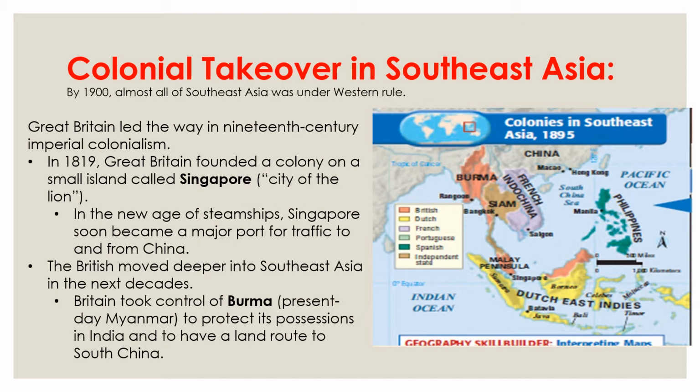Great Britain actually led the way in the late 19th century, the late 1800s, in this imperial colonialism. It actually began even earlier in the 19th century. In 1819, Great Britain founded a colony on the small island called Singapore, which means City of the Lion. In the new age of steamships, Singapore soon became a major port for traffic to and from China. And this would benefit British trade and exporting British goods throughout Asia. The British will move deeper into Southeast Asia in the next decades. Britain will eventually take control over Burma, which is present-day Myanmar, to protect its possessions in India that it had claimed back in the 17th century, and also to have a land route to get to South China, where they also had trade interests.